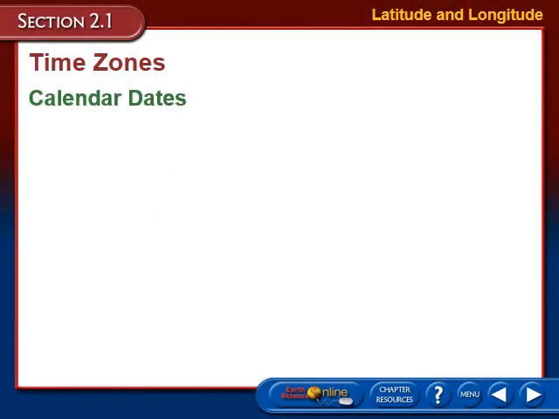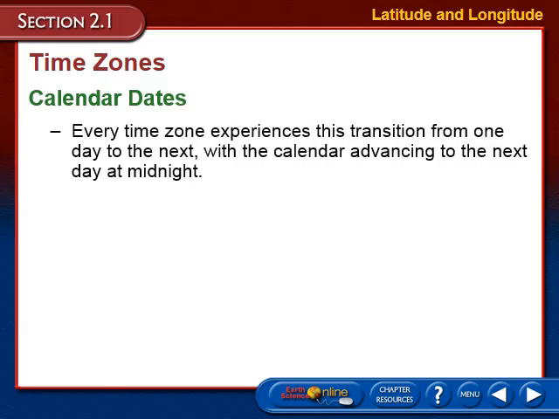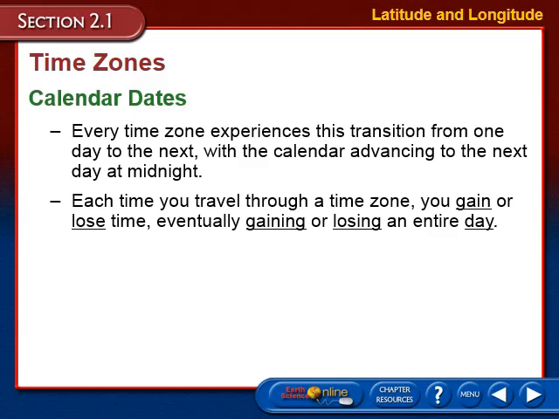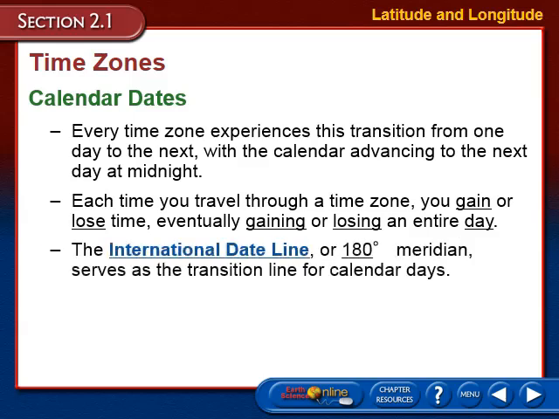Time zones. So you may be somewhat familiar with time zones. The opposite of the prime meridian is known as the international date line, and this serves as where we actually cross over into another day when we are traveling across the globe.